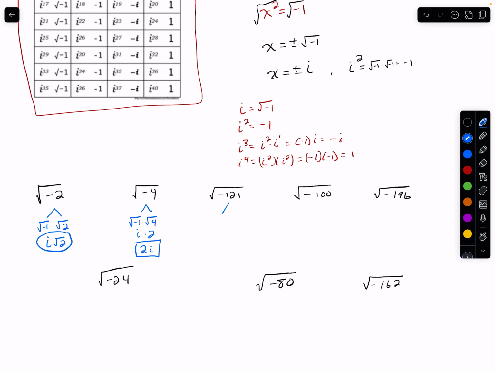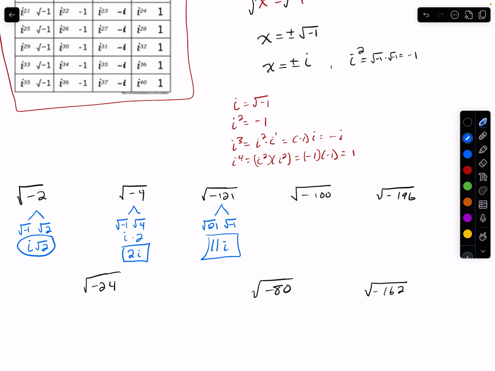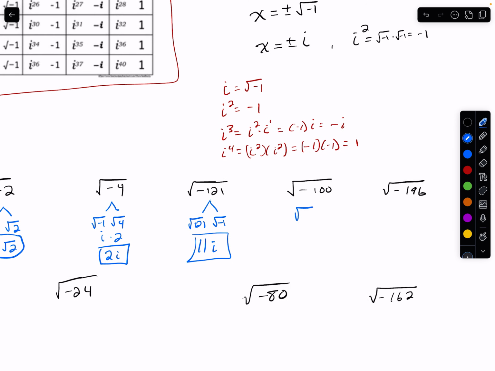Square root of negative 121. I'm going to write the perfect square first this time, and then the square root of negative 1. So the square root of 121 is 11, and then i. Okay, so it's actually pretty simple here. The square root of 100 times the square root of negative 1. Square root of 100 is 10. Square root of negative 1 is i. Okay, the square root of 196, I'm going to pull this out and then pull this out. So the square root of 196 is 14. The square root of negative 1 is i.